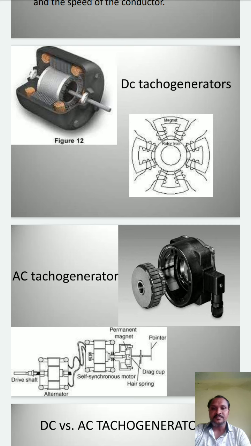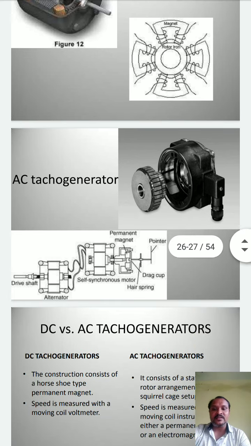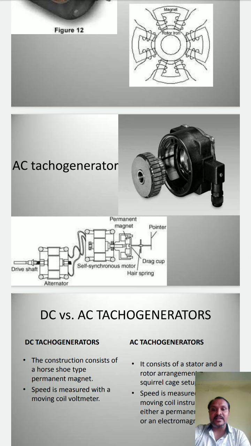In figure 12, it is totally constructed. On the side of that figure, we have the rotor section and the magnetic coil. Below that one is the AC tacho generator. Let us see it in the last diagram. So that is the complete AC tacho generator.